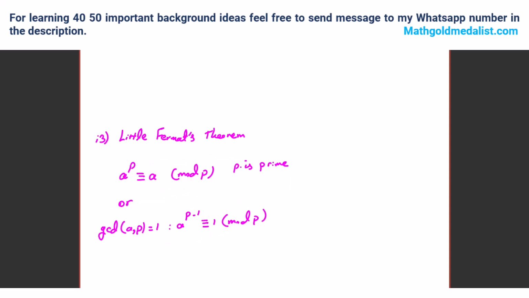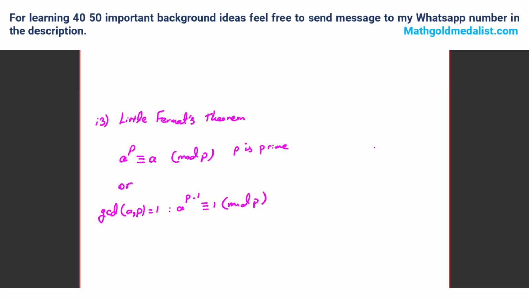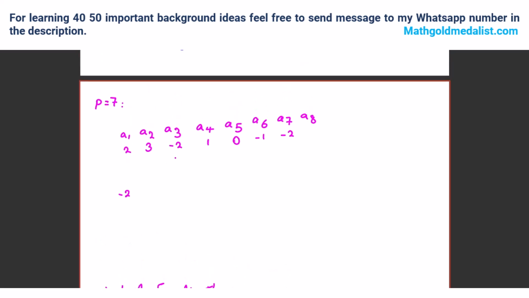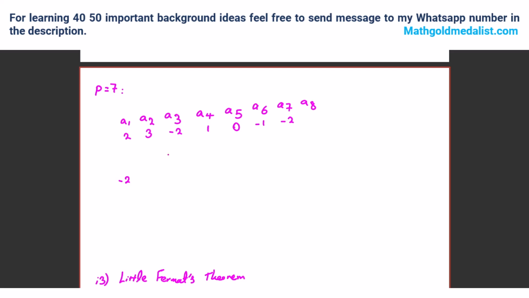If you want to prove this, I can explain the proof for you, but you don't need to prove it for the exam. But if you want to know the proof, you can send a message to my WhatsApp number in the description. You should consider a, 2a, 3a, up to (p minus 1)a and prove that they will be 1 to p minus 1 mod p in some order. And then you should consider the product and cancel (p minus 1) factorial from both sides. But if you want to know the rigorous proof, as I said, you can send a message to my WhatsApp number.